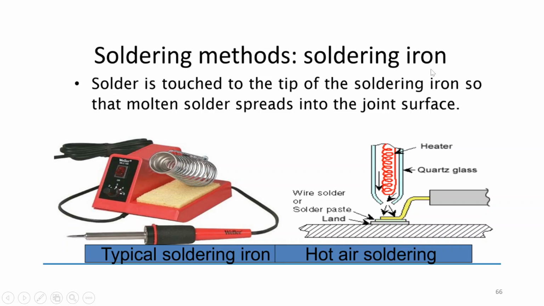Now one of the methods is soldering iron. In this case, solder is touched to the tip of the soldering iron so that molten solder, this is the wire, that is solder, spreads into the joint surface. Here it is also shown, this is the solder paste on the land, and this is the workpiece. Then using this gun, there is a heater present, there is a quartz glass, and you use flux as well and make a solder joint.